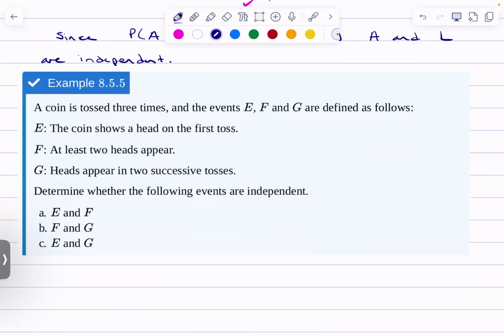A coin is tossed 3 times. The events E, F, and G are defined as follows. E is that the coin shows a head on the first toss. F is at least 2 heads appear, and G is that heads appear in 2 successive tosses. We want to determine whether the following events are independent.